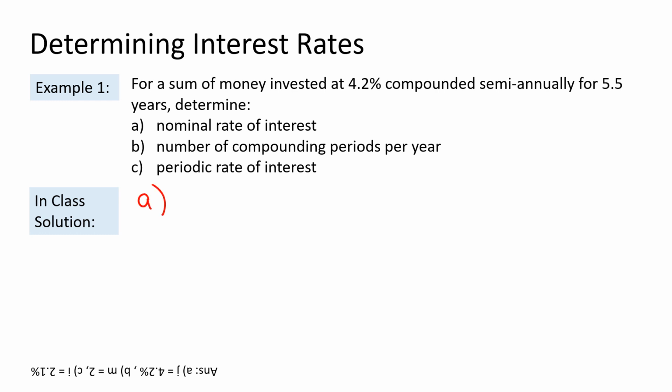So for part A, we're looking for the nominal rate of interest. Remember, that's given in the question usually, and it's usually the interest rate that's yearly. So in our question here, we're given that it's invested at 4.2%, and it tells you how often it's compounded, so that is giving you a hint. This, in the question, is the nominal rate of interest, and it hasn't been converted to a periodic rate yet. So remember, our formula is i is equal to j divided by m, where i is the periodic rate of interest.